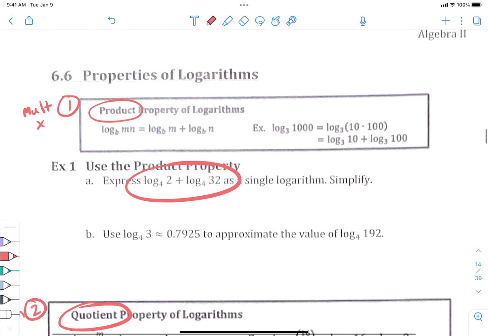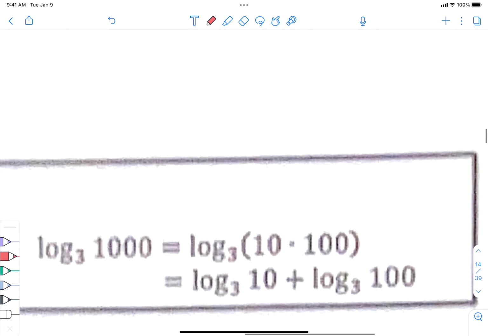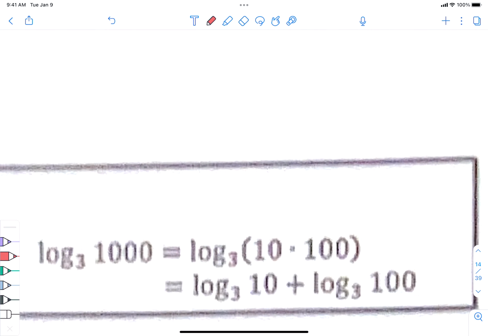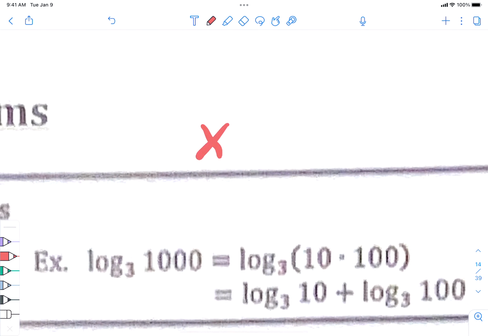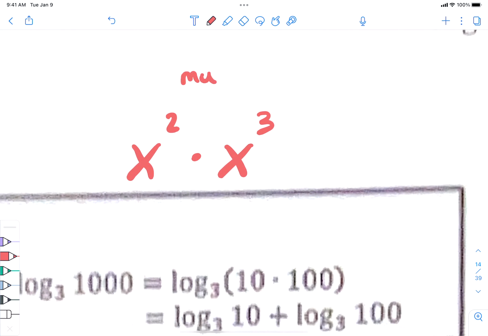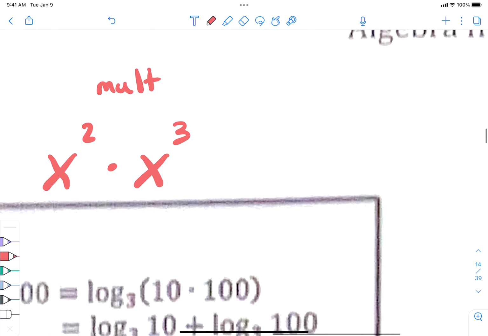Here we go. I'm going to show you an example over here of how logs operate. Ready? Pay attention really close to this. Write this off to the side over here. Let's say I'm doing x squared times x to the 3rd power, right? This means multiply. And we're going to simplify this thing, and we're going to see what happens.